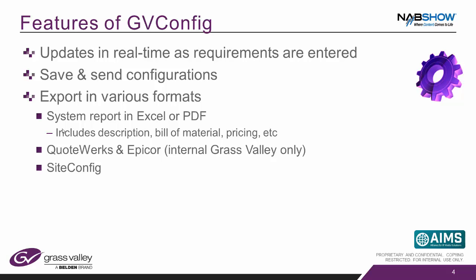GVConfig is integrated with other Grass Valley systems. For example, GVConfig can generate a site config export for rolling out systems, and it has the ability to export data directly to QuoteWorks for simplified quoting. Please note that QuoteWorks is an internal Grass Valley tool and is not available to channel partners.